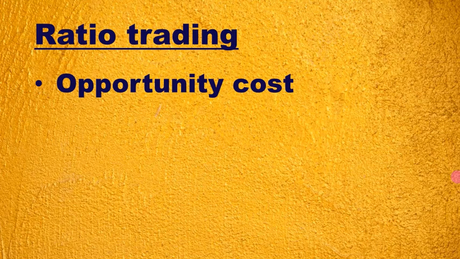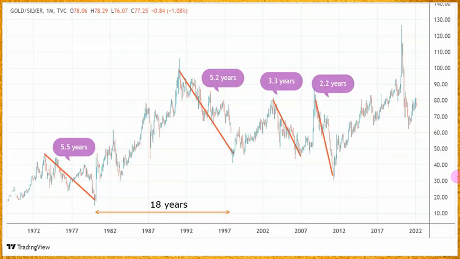When trading ratios, long time frames are involved, and therefore the opportunity cost has to be taken into consideration. Back to our example, that trade that we discussed basically took 18 years. So that's 18 years to double the gold stack. But remember, over that same time frame, the S&P 500 went up 6-fold.